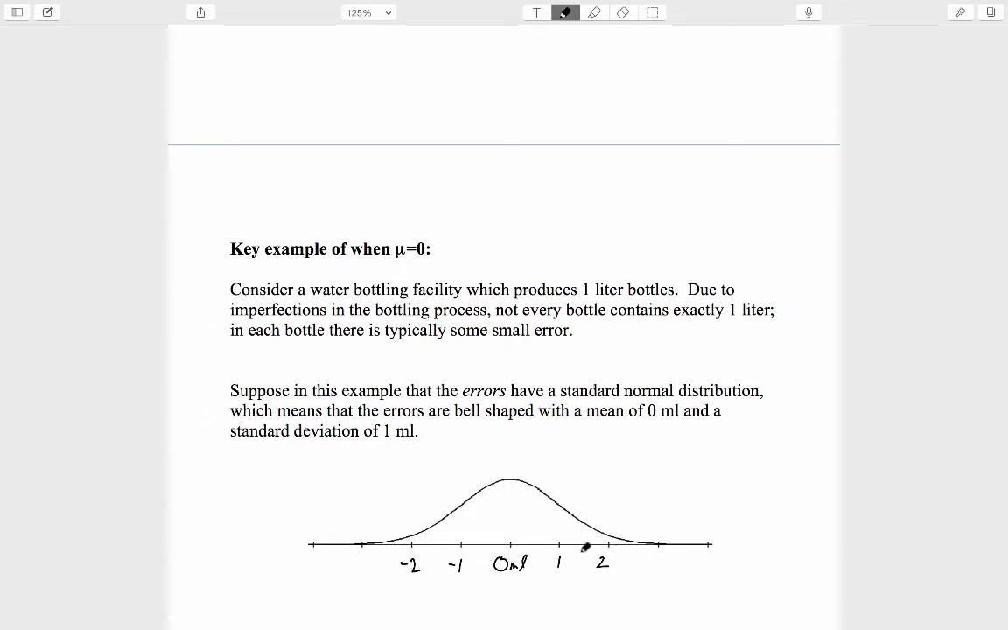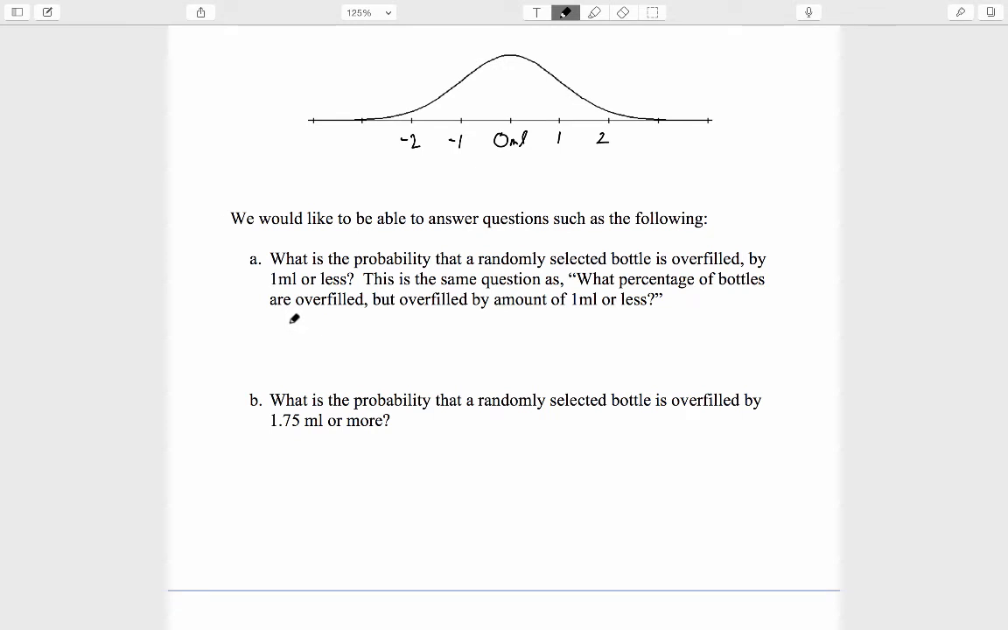If you take all the errors, some of them are negative, some bottles are underfilled, others are overfilled, and the average of these amounts is 0. Having this example in mind, we would like to be able to answer questions such as the following. What is the probability that a randomly selected bottle is overfilled by 1 milliliter or less? In other words, it's overfilled, but the amount by which it's overfilled is 1 milliliter or less.